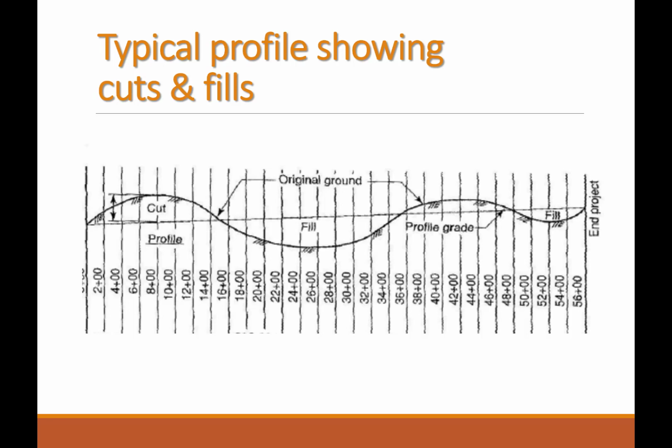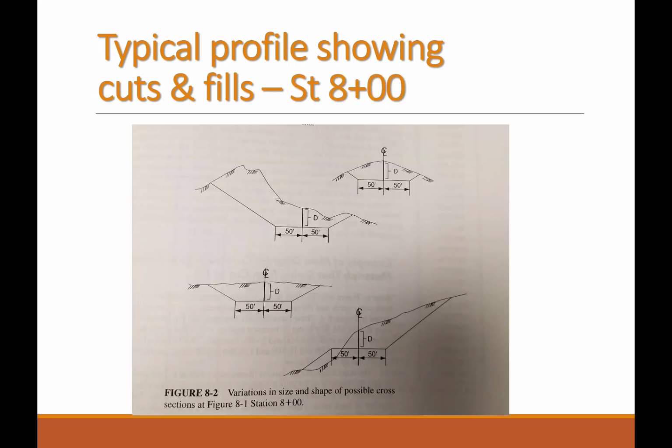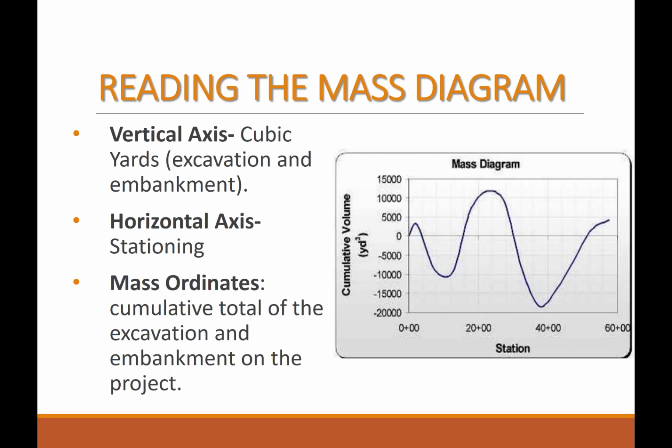For example, looking at station 8, let's look closely, and following here, we can see that there are different ways in which station 8 could look. This is a scenario, this is another scenario, this is a third scenario, a fourth scenario. So technically, the profile is good in giving us the cuts and fills at each station, but it doesn't quite provide enough information for us to figure out how we will perform the operation, which the mass diagram does. So let's look at the mass diagram.